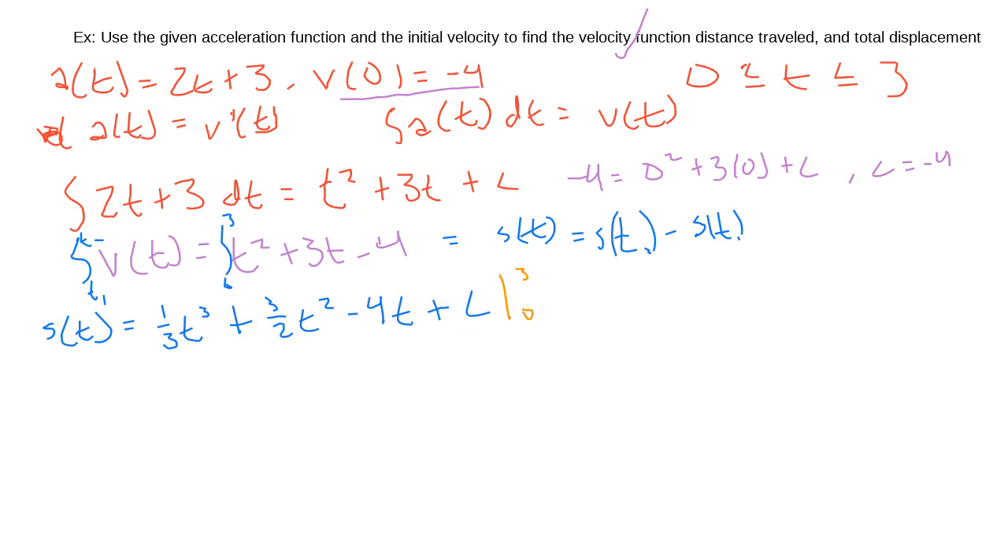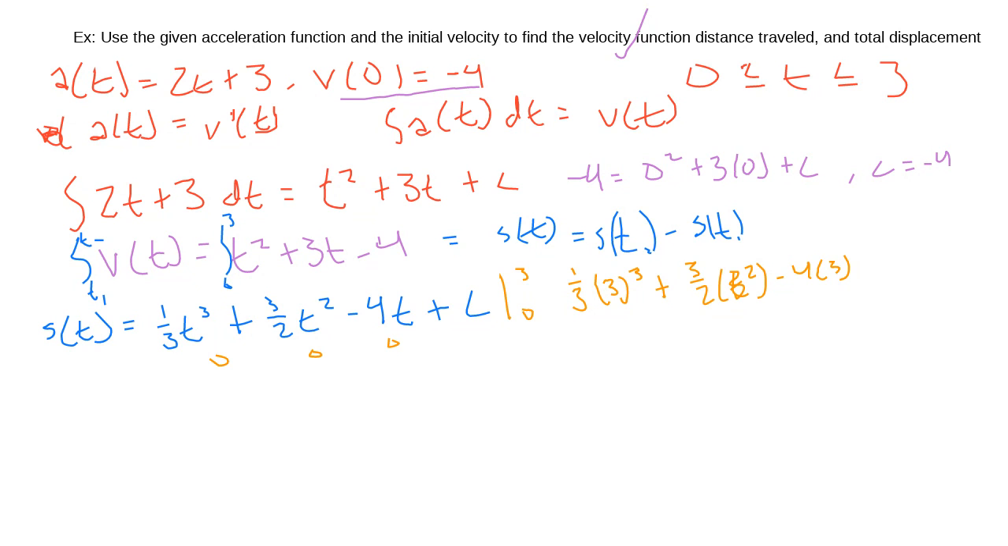So if we plug that in, we're going to get 1/3 times 3 cubed plus 3/2 times 3 squared minus 4 times 3 plus c, minus all that times 0, which is just going to go to 0 for everything anyway. So we can really just stop here, just because everything's going to 0.